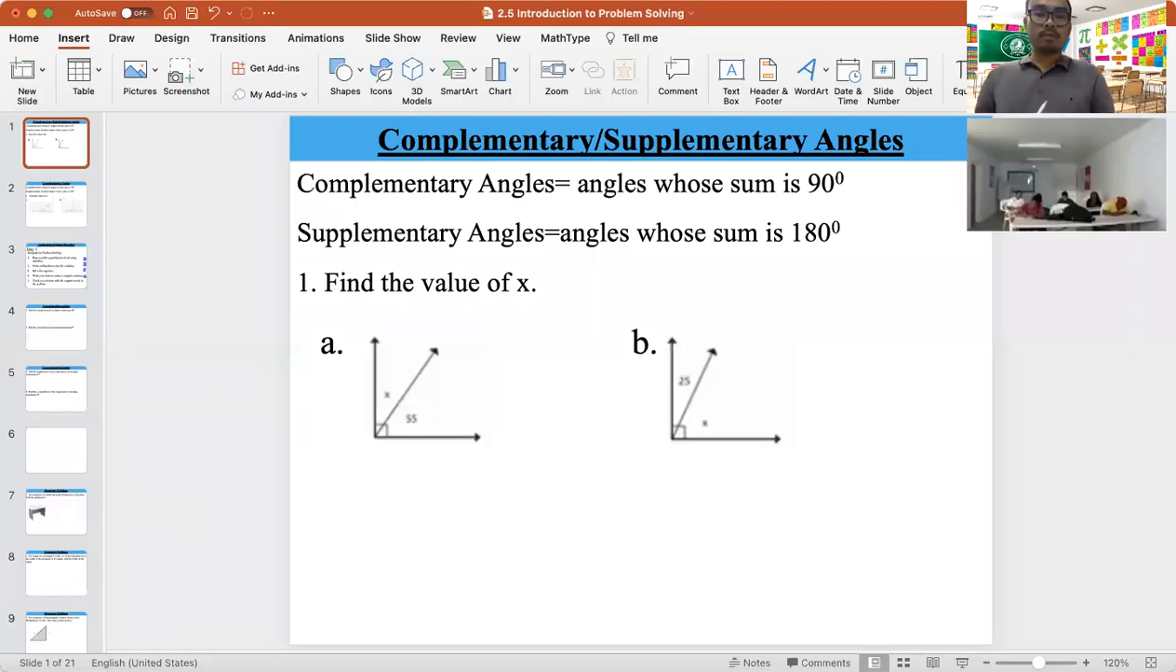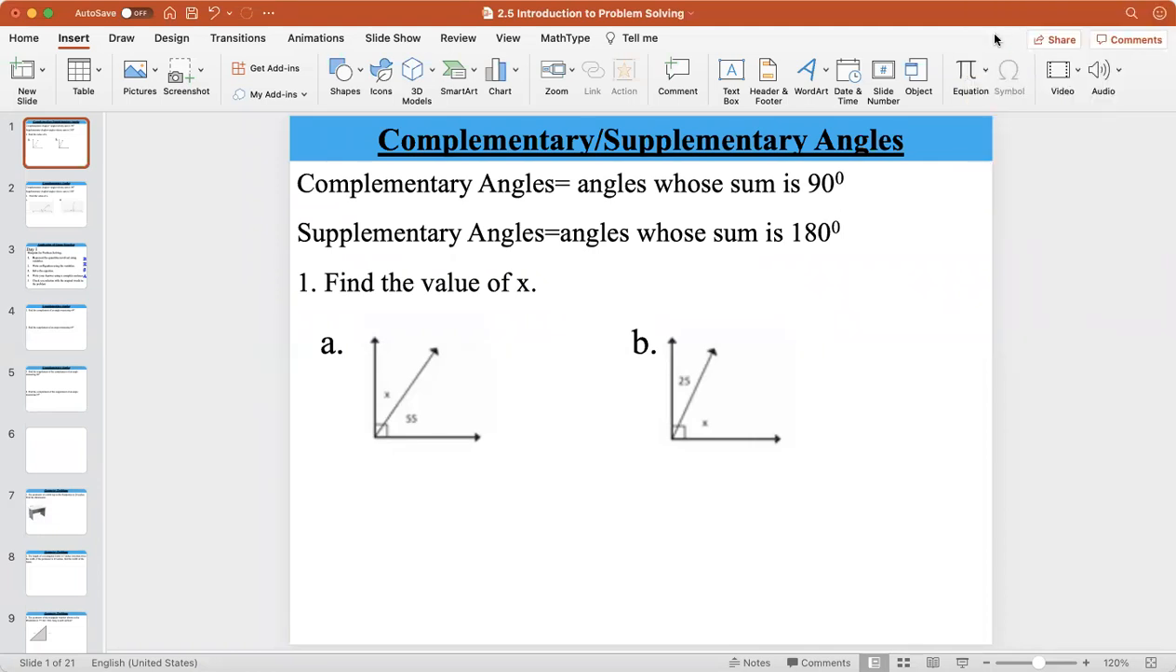Before we solve problems involving complementary and supplementary angles, let's define complementary angles. It's defined here as angles whose sum is 90 degrees, right? That's complementary angles. And supplementary angles are those angles whose sum is 180 degrees. Complementary angles can be shown in a figure just like this.